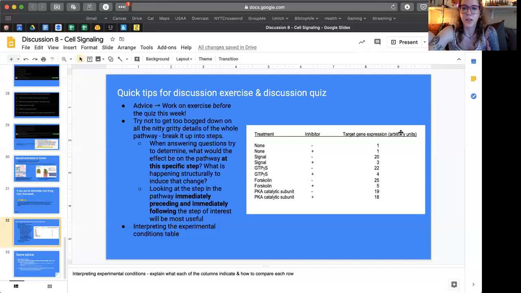And then when you're looking at the target gene expression, just know that these are arbitrary units, so we're just comparing relative to each other. It's really helpful to compare: when we added the forskolin inhibitor, we went from 25 to 5. That's a really huge jump considering the next step, adding that inhibitor, only decreased by 1. That can help you isolate what is happening in the pathway, like where the drug or mutation or whatever you're trying to identify is targeting in the pathway.